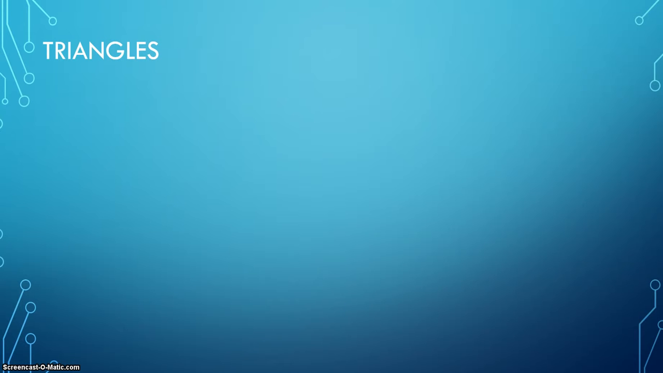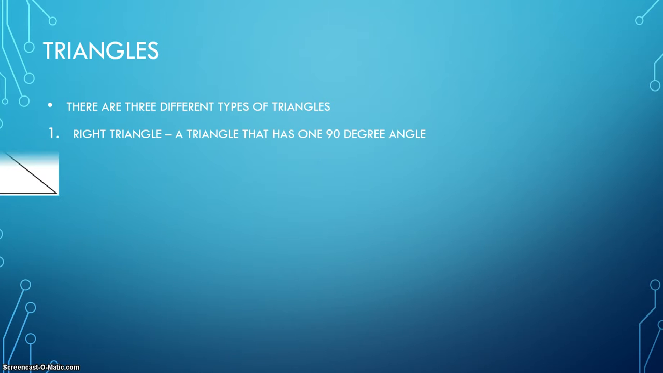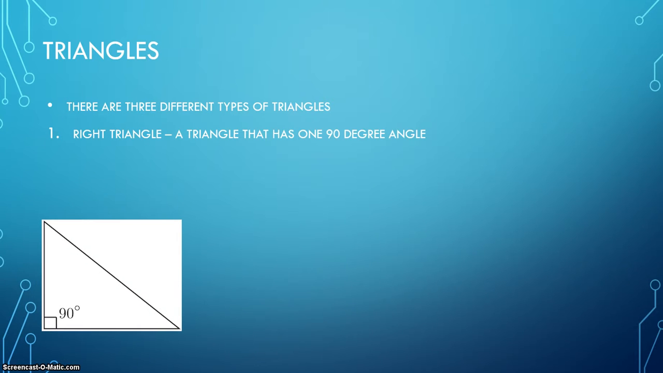Now we're going to look specifically at triangles. There are 3 different types of triangles. One is a right triangle, which is a triangle that has one 90-degree angle. From this picture you can see that there's a 90-degree angle marked, and it is used specifically to designate the right triangle.